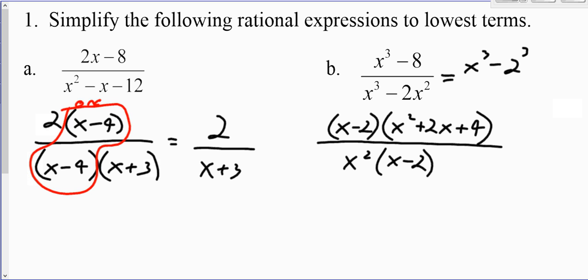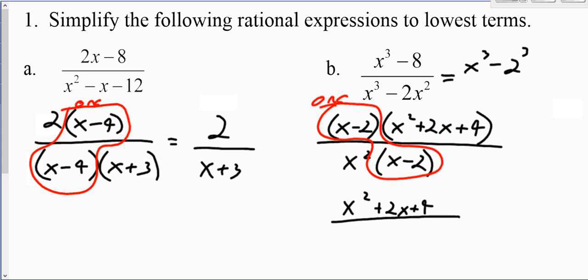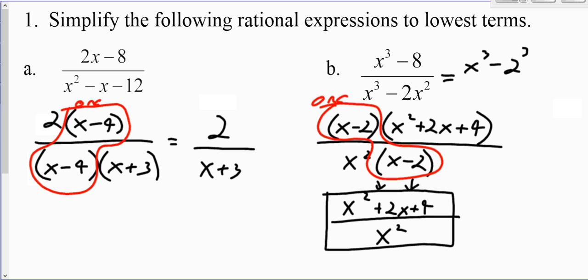Okay, I'm going to recognize I have something divided by itself, so that's equivalent to 1. They cancel out, and I'm left with x squared plus 2x plus 4 over x squared. And that's as simplified as I can get there. I cannot cancel away my x squared because I have addition and subtraction signs there.